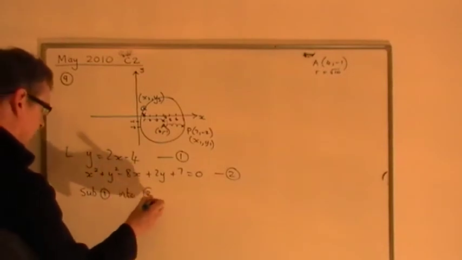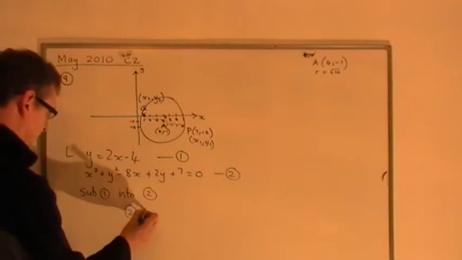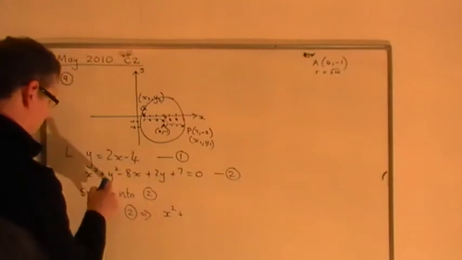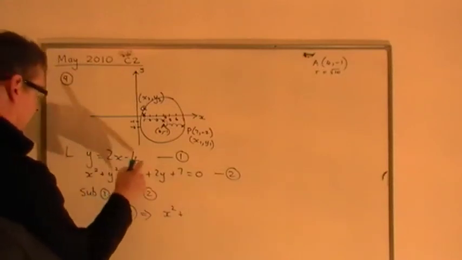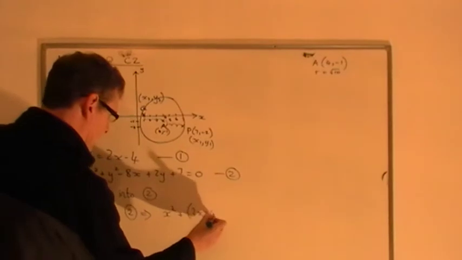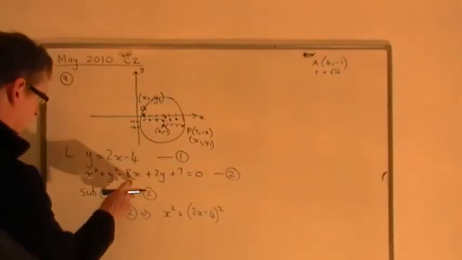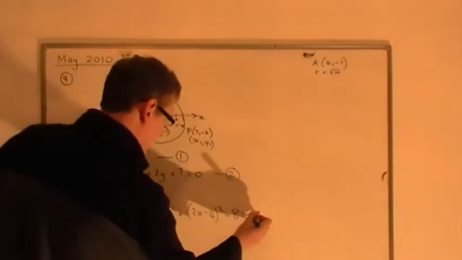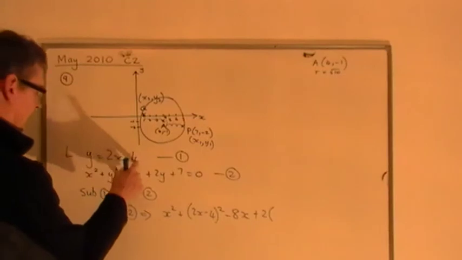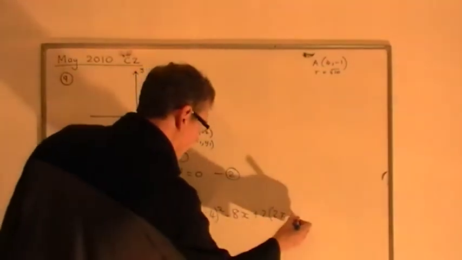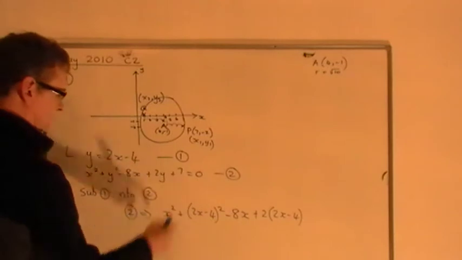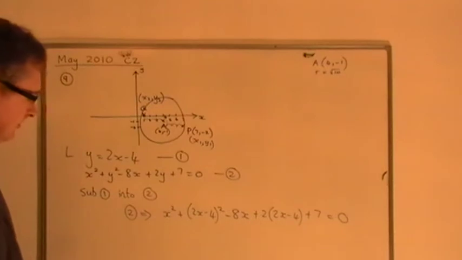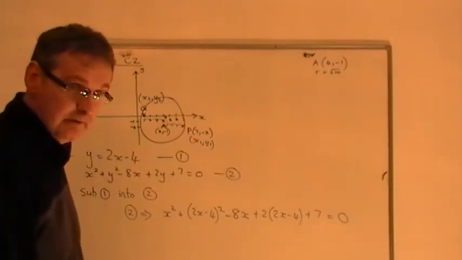into equation 2. So equation 2 is going to become the following: x squared plus y squared. Well, y is the same as 2x minus 4. So I get 2x minus 4 all squared. Take away 8 x's. Plus 2 lots of y, which is 2x minus 4. Plus 7 is equal to 0. There you go. There is an equation in x which we can now solve, hopefully.